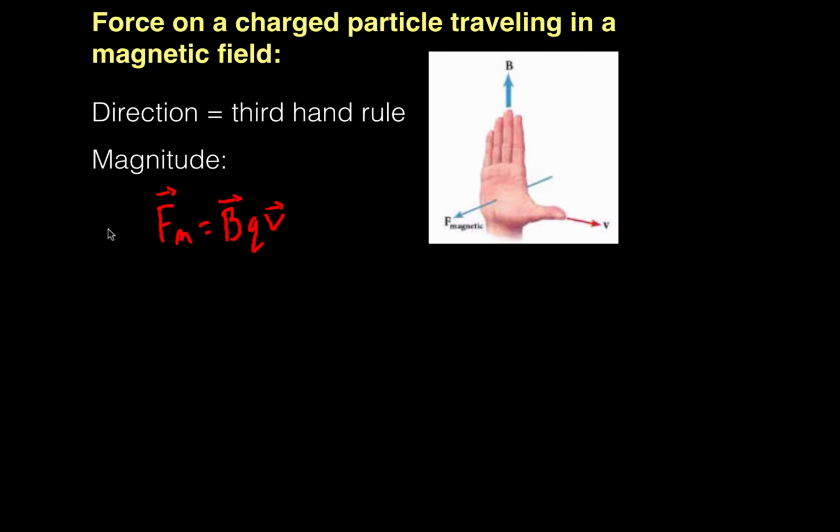where Fm is the magnetic force, B is the magnetic field strength at that location, Q is the charge of the particle traveling in the magnetic field, and V is the velocity of that particle as it travels through the field.